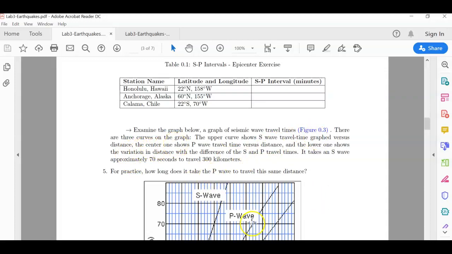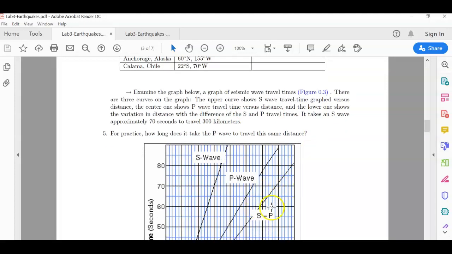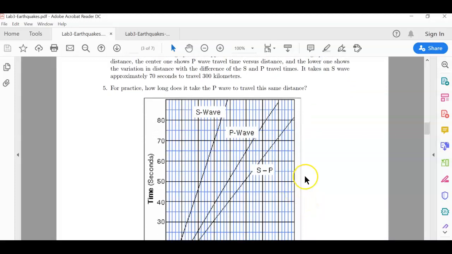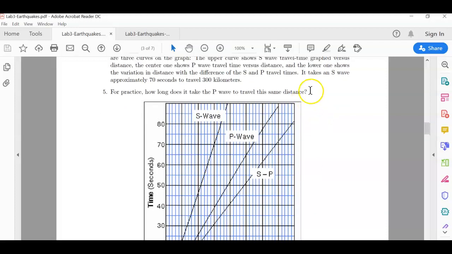The center curve is the P-wave travel time versus the distance. And the lower one shows you the variation in distance with difference in SP travel time. So here they're already taking into account the difference between the P-wave and the S-wave arrival times with distance. Okay? So I tell you here a statement: it takes an S-wave approximately 70 seconds to travel 300 kilometers. Well, let's see if that's true.